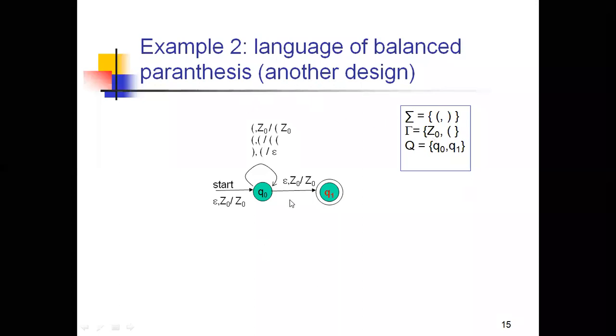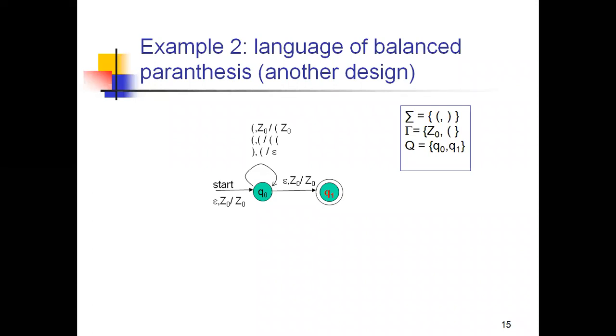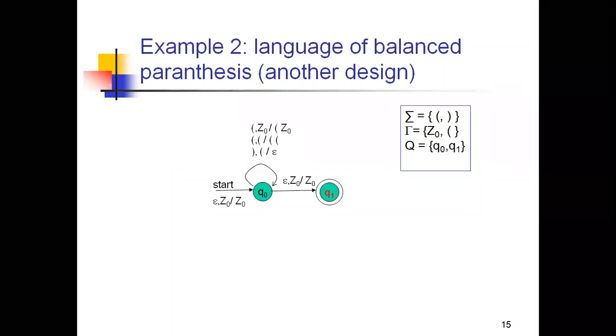This is another design for the same question, the language of balanced parentheses. Please make a note of this example. The inputs and the stack alphabets are the same, and the only difference is the number of states in the finite set of states Q. In the previous example we chose 3 states, q0, q1 and q2. In this example we chose only 2 states. That means we can design by taking 3 states as well as 2 states. So for the same language, I am showing you two designs of the PDA.